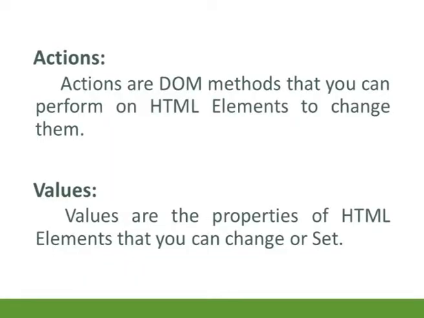Let's have an overview of the methods. Let's understand two terminologies first: actions and values. Actions are DOM methods that you can perform on an HTML element to change it, and values are the properties of HTML elements that you can change or set. For further clarity of the concept of DOM methods, their way of calling, actions and values, let's do a practical example.